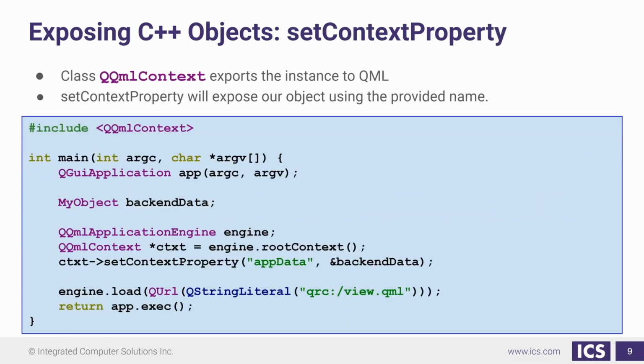Now, after we set this up, what we could do here is we're going to expose this as a context property. And we're going to do that by including in our main the QQmlContext. That's going to allow us to set the context property. Here we're going to use the engine's rootContext setContextProperty method to expose appData. appData is going to be the name that we see on the QML side. And after that, we have a reference to backendData. backendData is our created object that we want to expose to QML.